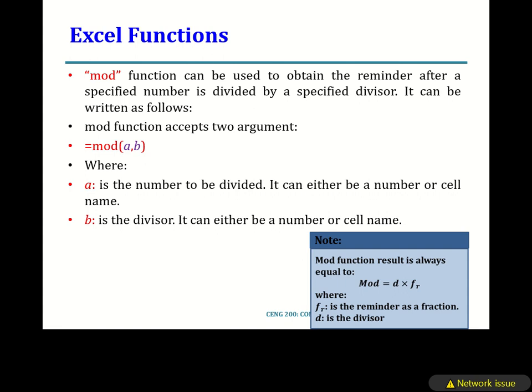MOD, the answer of MOD is this thing. D is a denominator and FR is a fraction. So if you do MOD 3,4, 3 upon 4 is 0.75. The answer of this function will be 0.75 into 4.